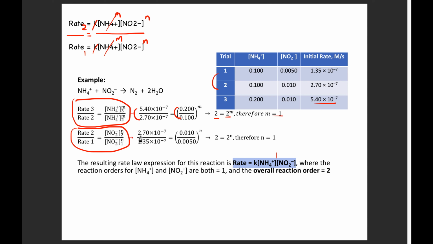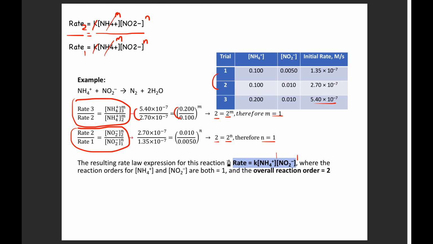okay? And then again, just like up here, we plug in the numbers. Now notice this doubles, right? 2.7 times 10 to the minus 7 divided by 1.35 times 10 to the minus 7. That's going to equal 2. Then you have 0.01 divided by 0.005. That's going to equal 2. So therefore, what does n need to be to make this equation true? Well, n needs to be equal to 1. Okay, and so we know then that with regard to nitrite, right, the order is 1.